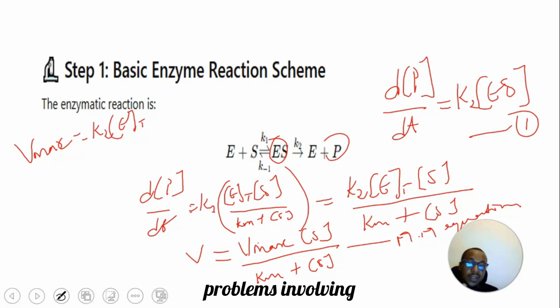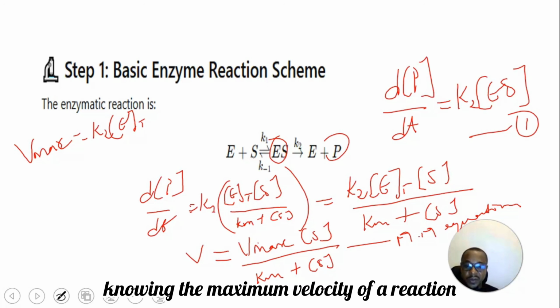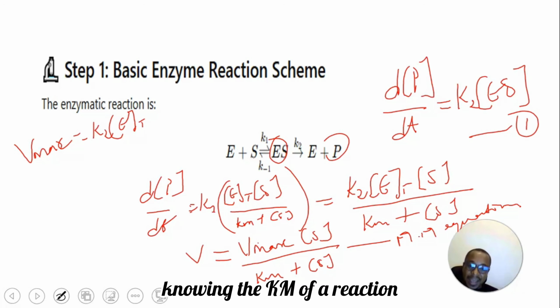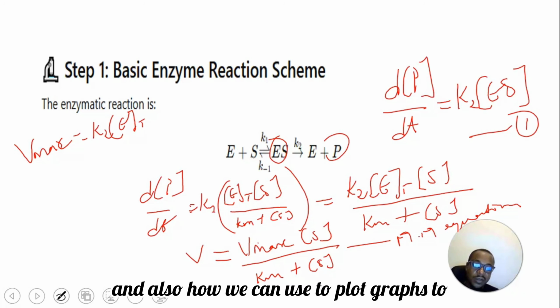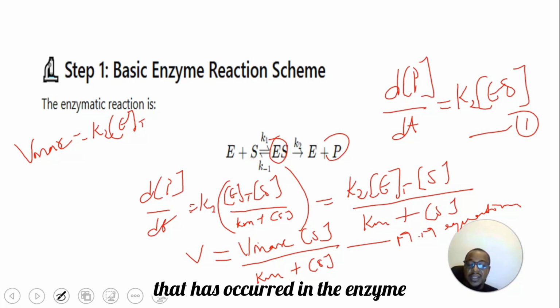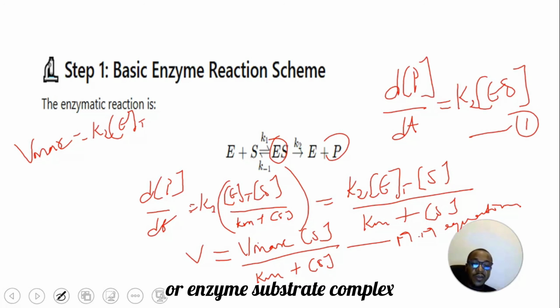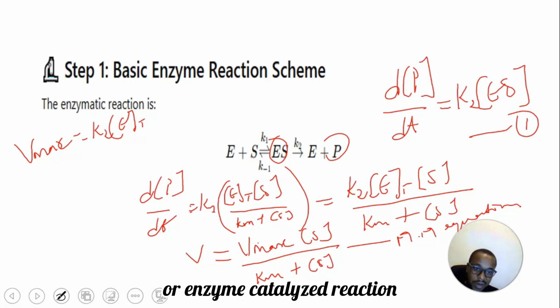In our next video, I will teach us how to use the equation to solve problems involving inhibition, involving knowing the velocity of a reaction, the maximum velocity of a reaction, and the Km of a reaction, and also how we can use plotted graphs to tell us the type of inhibition that is occurring in the enzyme inhibitor complex or enzyme substrate complex or enzyme catalyzed reaction.